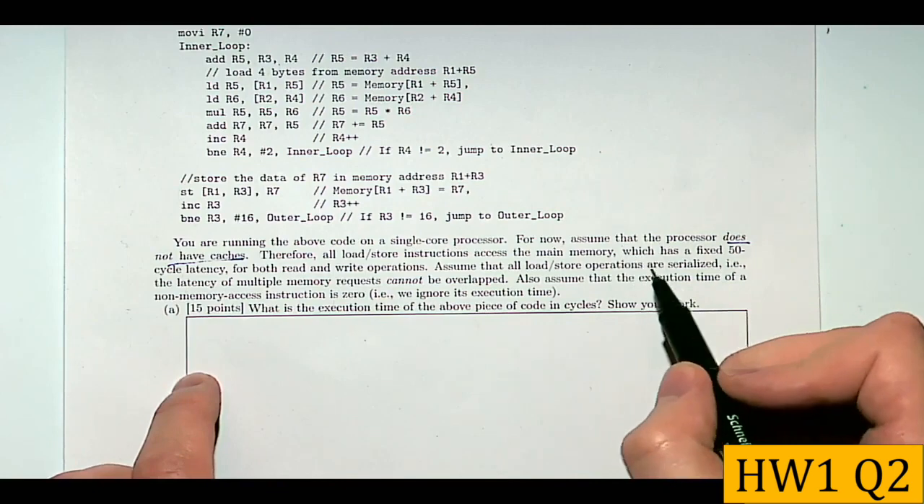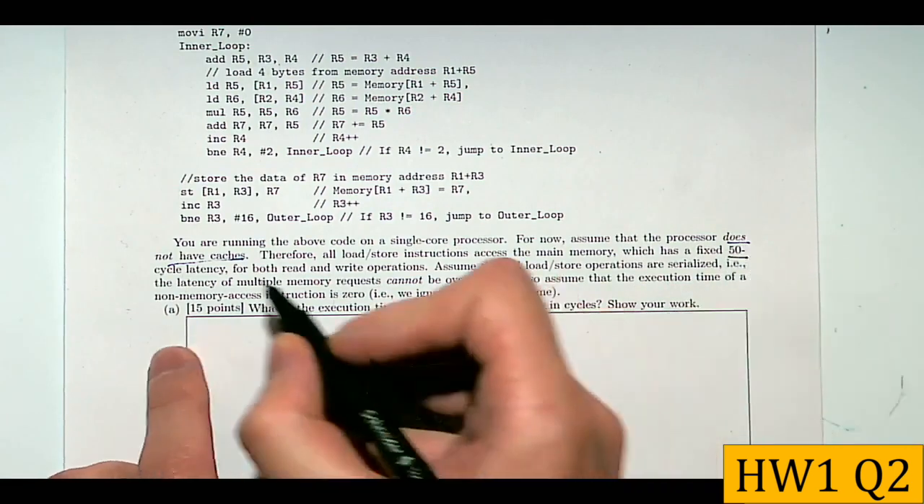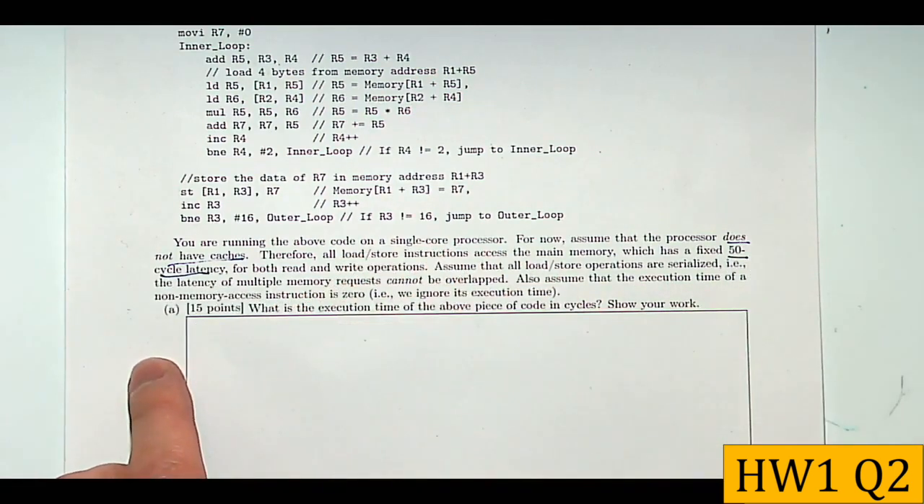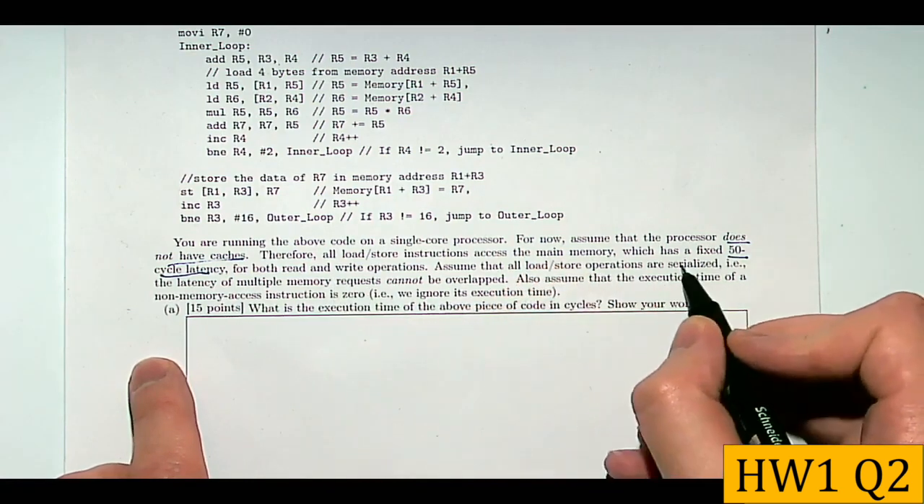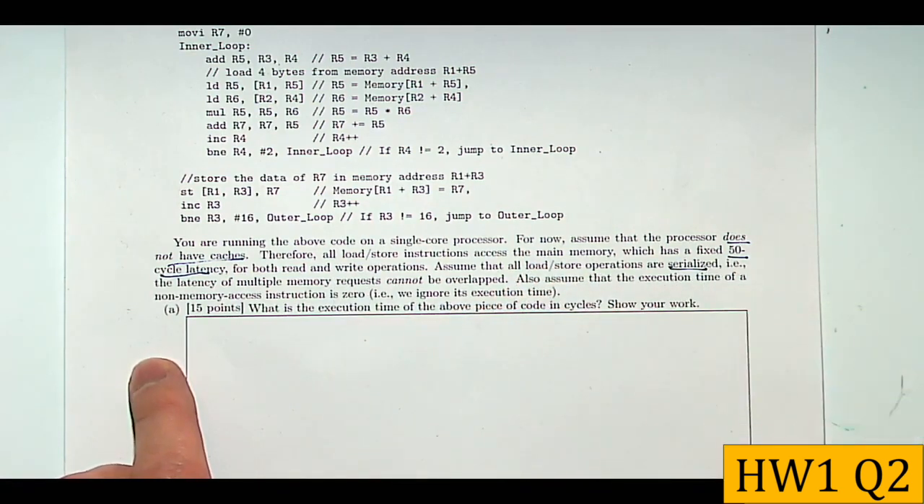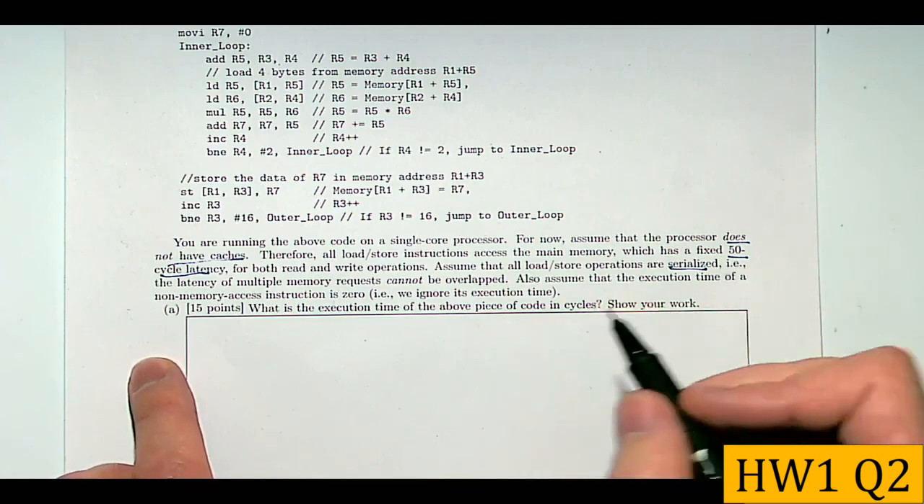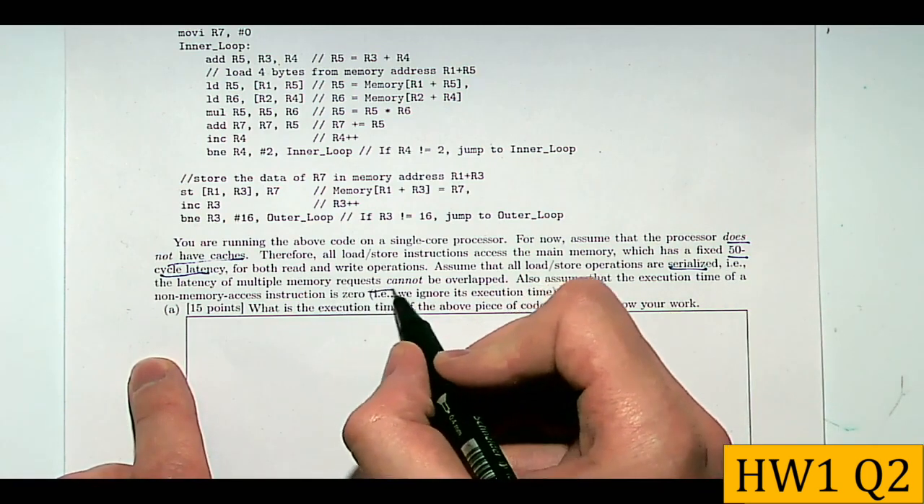The load store instructions access directly the main memory, and then we have a fixed latency of 50 cycles for both read and write operations, and those are serialized. So it's pretty easy so far, right? Everything is serial. We have fixed latency, no cache, and memory requests cannot be overlapped.